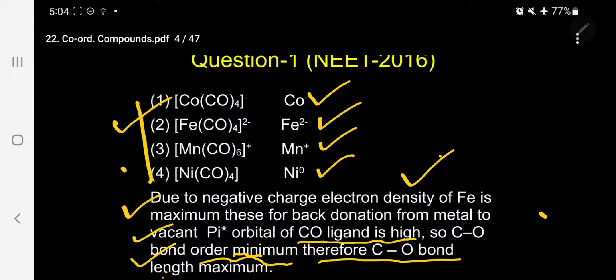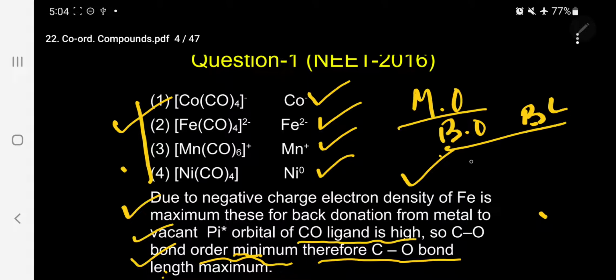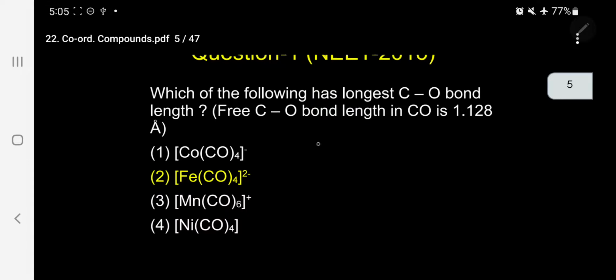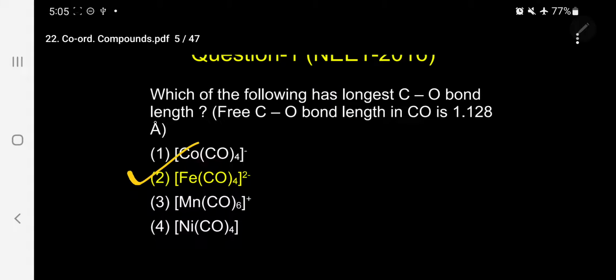If you want to get a clear idea, go to molecular orbital theory. Molecular orbital theory says bond order and bond length we can correlate. High bond order, lower bond length. Lower bond order, high bond length. So here CO bond order is minimum, low bond order, so bond length should be maximum. That correlation you have to apply here. So 2 is the correct answer.